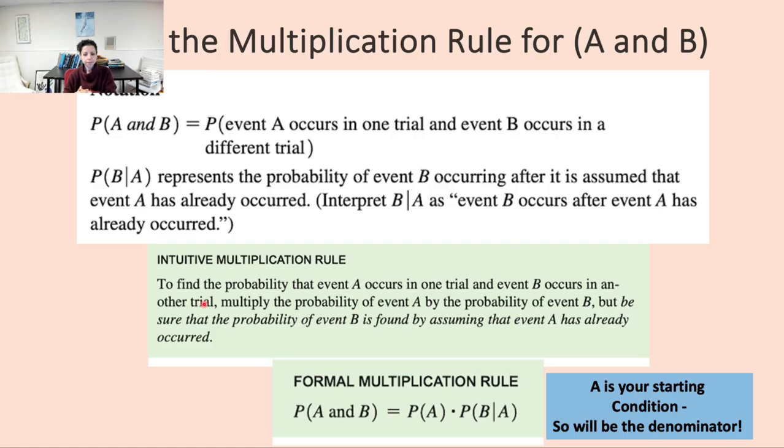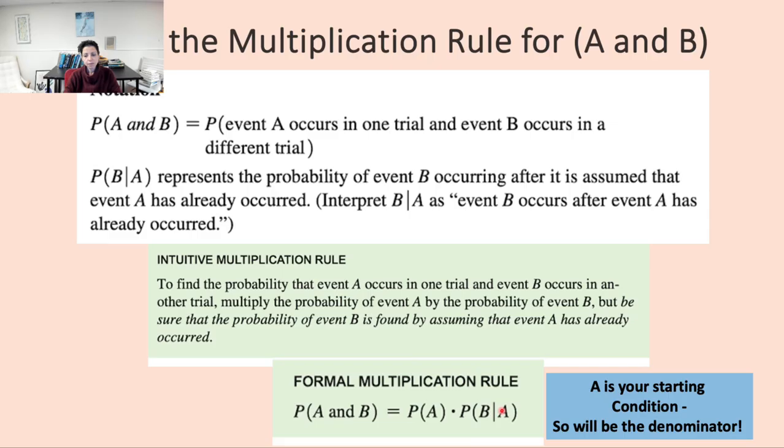But if we are sure that B is coming after A has already occurred, then we handle it a little differently. So in that case, if we're looking for the probability of A and B, where they're happening in a particular order, that's going to equal the probability of A times the probability of B happening after A. B happening after A has already happened.